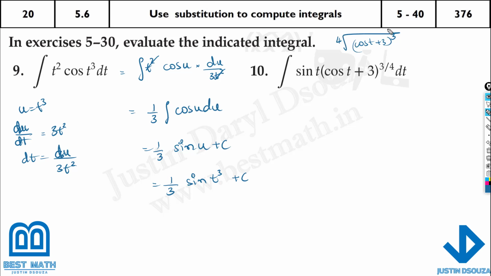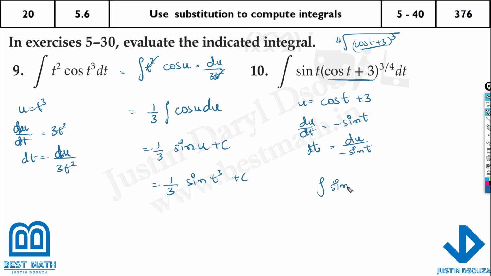So basically whatever is inside this, we assume to be u, but don't take this power as u. Just take whatever is inside here. So this will be u. u is equal to cosine t plus 3. Now let's derive this. du by dt is equal to, the derivative of cosine is minus sine t. And now dt will be equal to, you have to swap the places, du divided by minus sine t. Now let's substitute whatever is there.